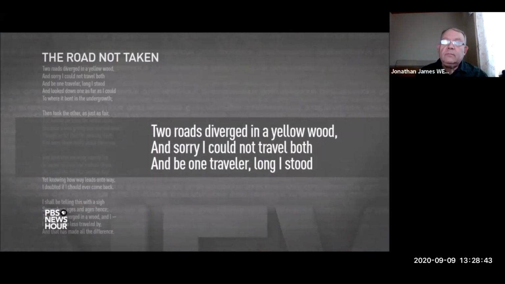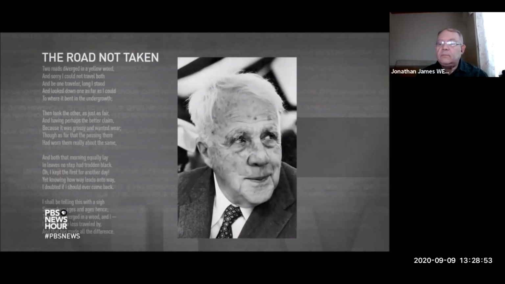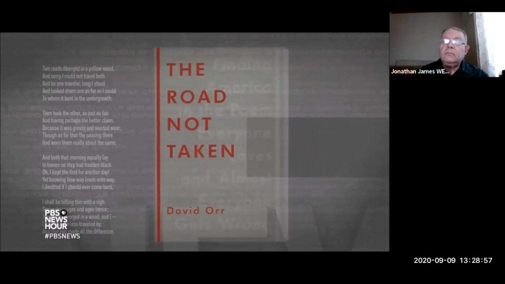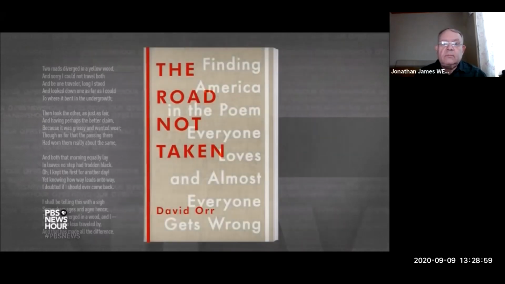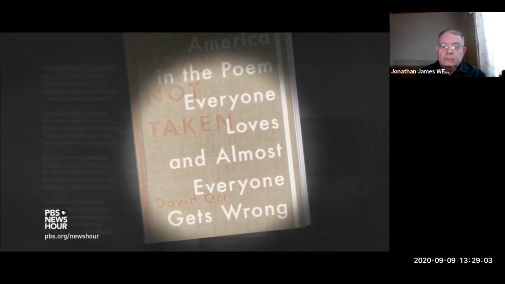Two roads diverged in a yellowed wood, and sorry I could not travel both and be one traveler, long I stood. The first lines of one of the best-known American poems by one of the nation's best-loved poets, Robert Frost. It's called The Road Not Taken, and that's the title of a new book that calls it the poem everyone loves and almost everyone gets wrong. Author David Orr is poetry columnist for the New York Times Book Review and joins us now.